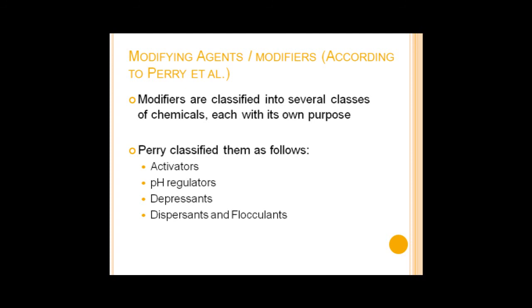Dispersants and flocculants are important for the control of slimes that sometimes interfere with the selectivity and increase reagent consumption. Soda ash, lime, and sodium silicate are examples of dispersants, while starch is used as a flocculant.